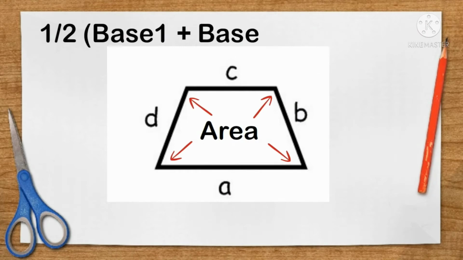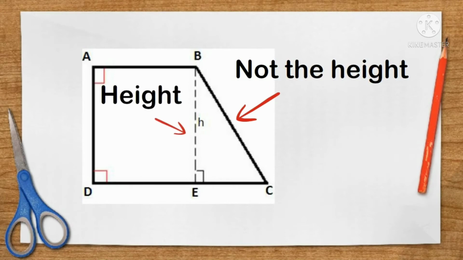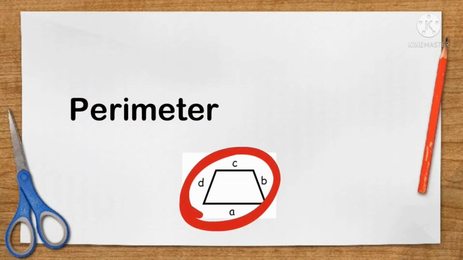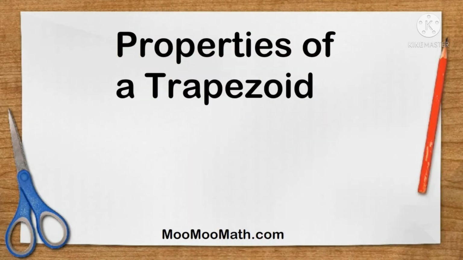So how do you find the area? Area is equal to half into base 1 plus base 2 into height. Okay. Next, height means it is not the length of a side. It is the perpendicular line. Okay. Perimeter means the sum of the four sides: A plus C plus B plus D. The sum of the four sides is called the perimeter. These are the properties of a trapezoid.